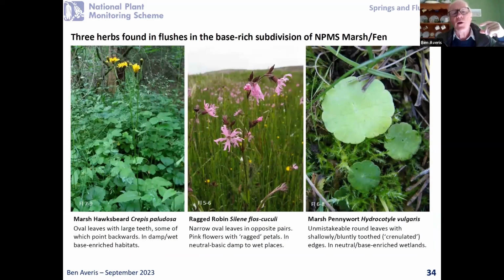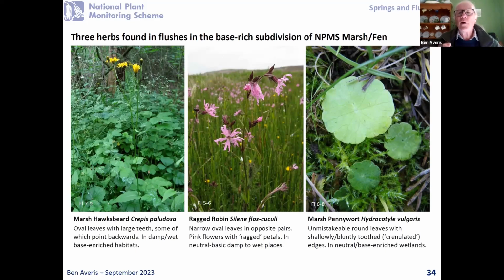As do these 3, marsh hawksbeard, whose leaves are a bit like dandelion because they've got backward pointing teeth on their edges, or some of the teeth point backwards. Not very many species of plants have backward pointing teeth, but it's obviously not dandelion because the leaf is more pointed and it's got these tall stems which are branched. Dandelion is never branched.